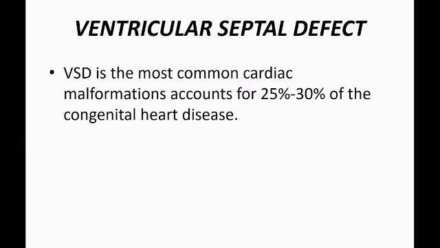Now, having an overview of congenital cyanotic and acyanotic heart diseases, we will talk about ventricular septal defect a little bit in detail. VSD, or ventricular septal defect, as we have seen in the previous slide, is the most common of the congenital heart lesions, and it accounts for around 25 to 30% of all the congenital heart diseases.